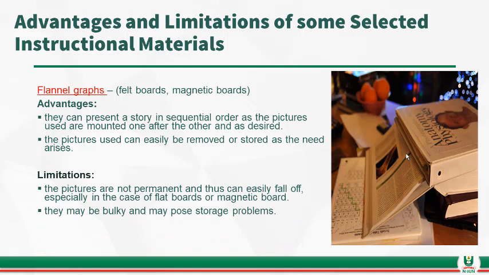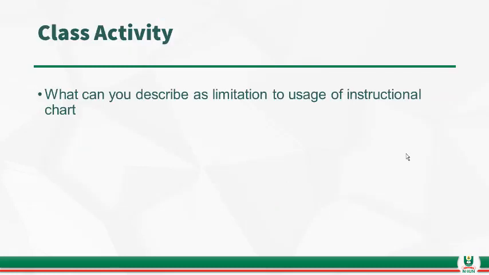The limitation is that the pictures are not permanent, and they can easily fall off. Because they were pasted there, they were at times displayed by pinning them on so that students could see. They may also be bulky and pose storage problems, like the chart. So let's do this second class activity. What can you describe as limitations to the usage of an instructional chart?